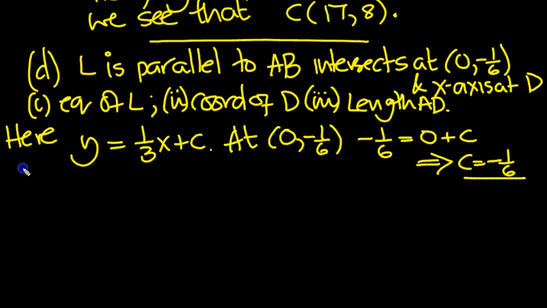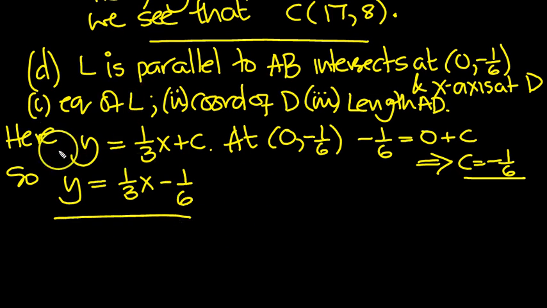And so the equation of the line is y equals 1/3 x minus 1/6. There we go, that's the equation of the line. That's part 1. Part 2, the coordinates of D.